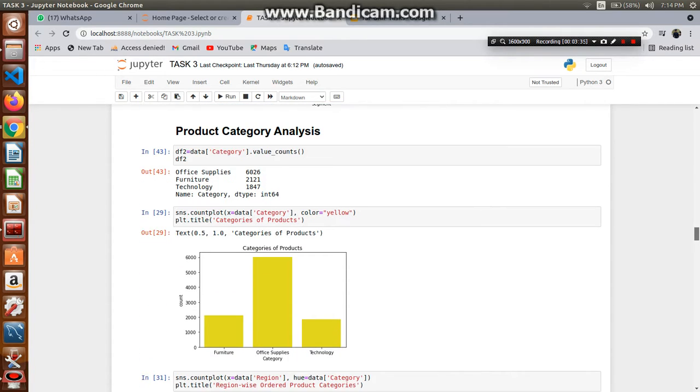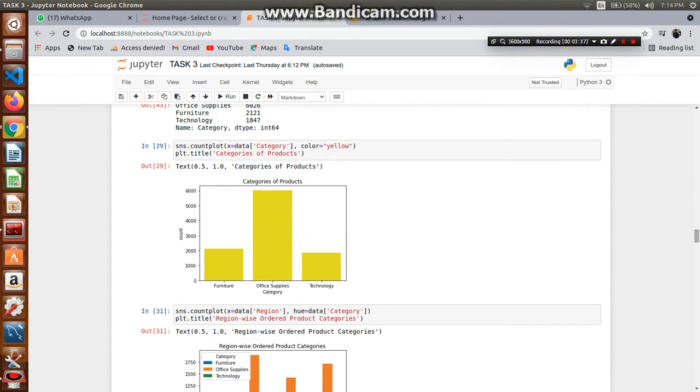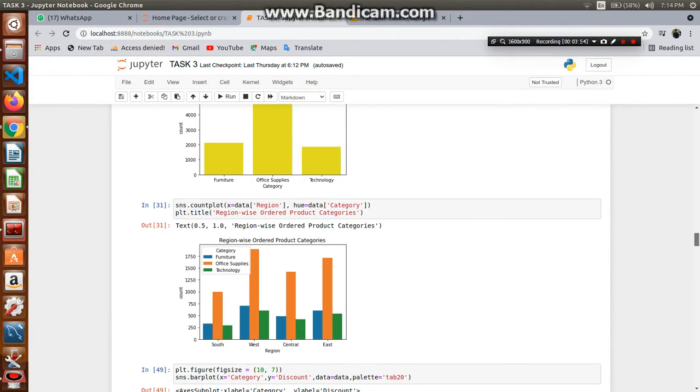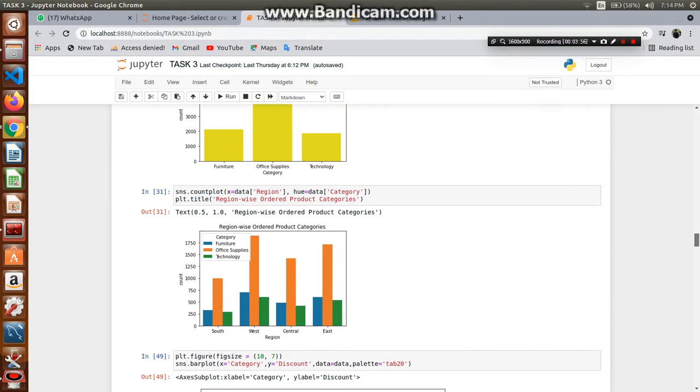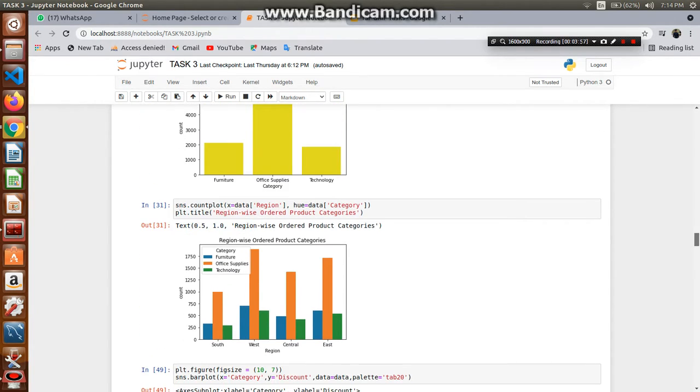After that, moving ahead to the product category analysis, that is what type of products are the most. So there are office supplies, furniture and technology categories. Office supplies category constitutes the most number of products in a supermarket. Moving ahead, what all regions have what all types of product.